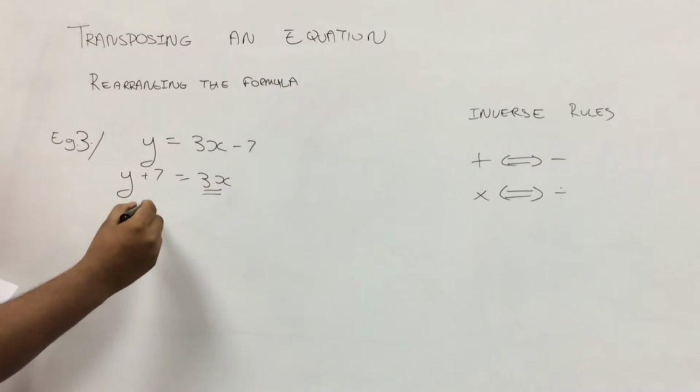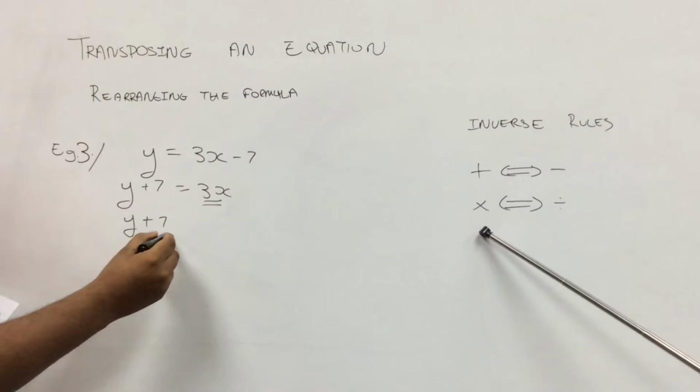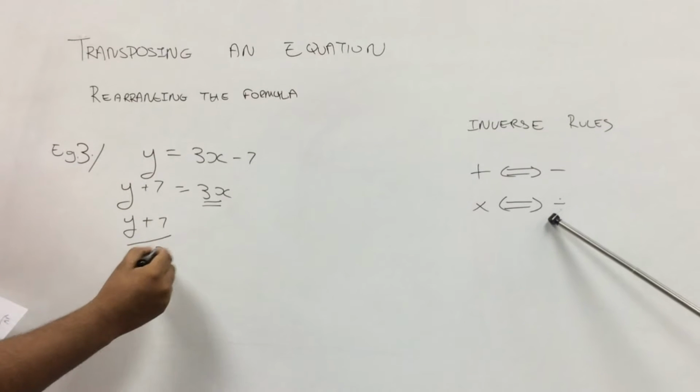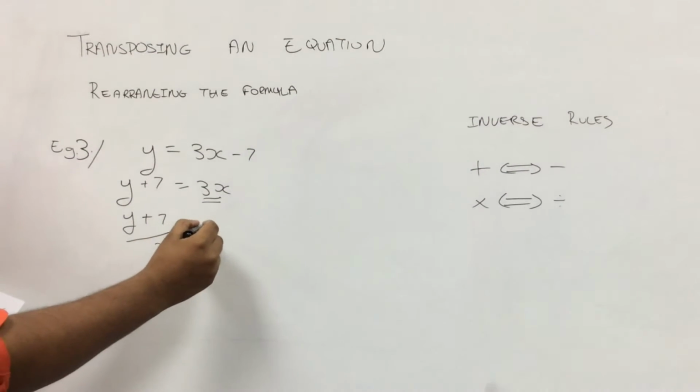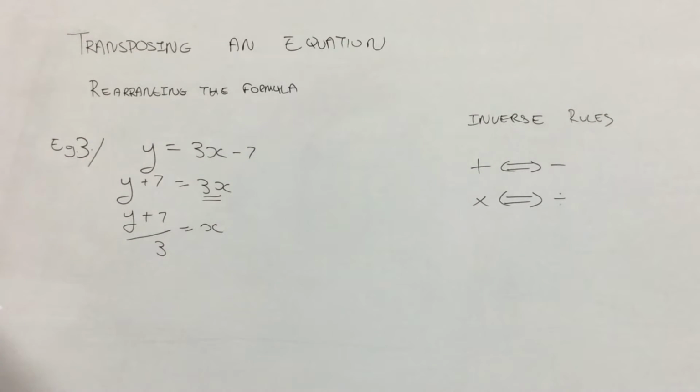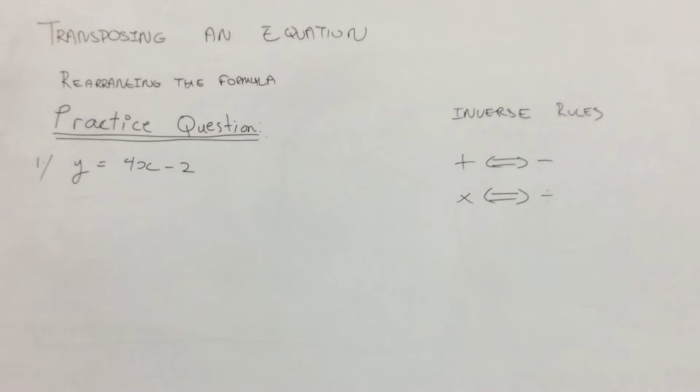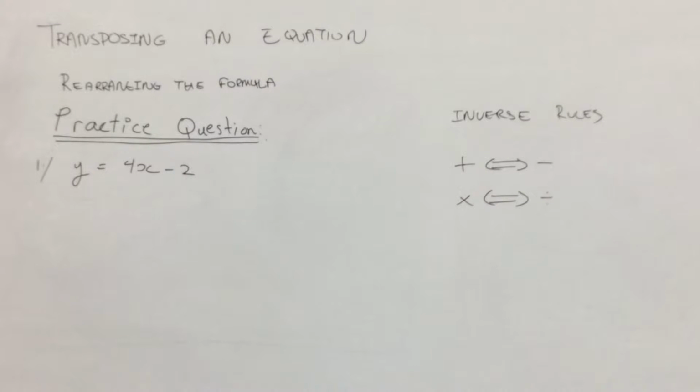The 3 is a multiplication on the right hand side of the equal sign, so you carry it across the equal sign. So you get y plus 7 over 3 is equal to x. Now this is a practice question for you to attempt. You can pause the video and attempt this question and then press play and you will see the solution.